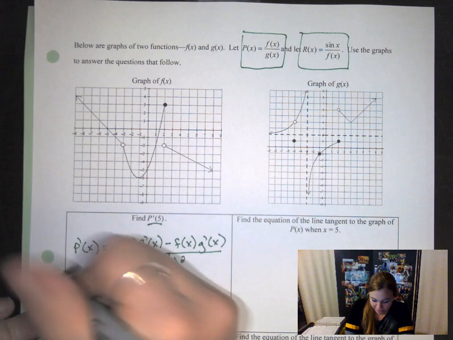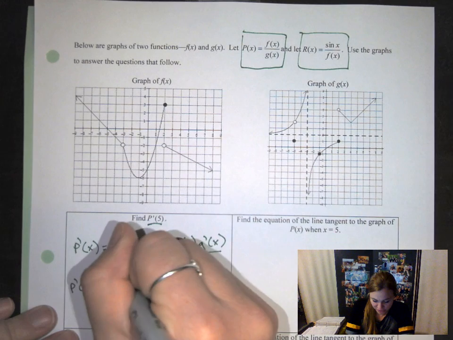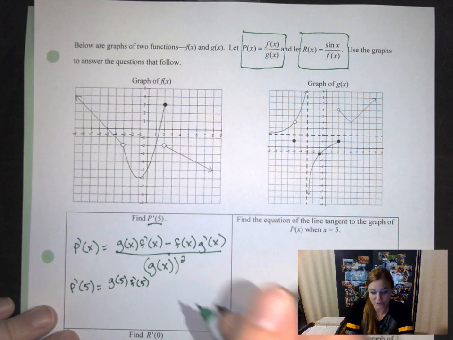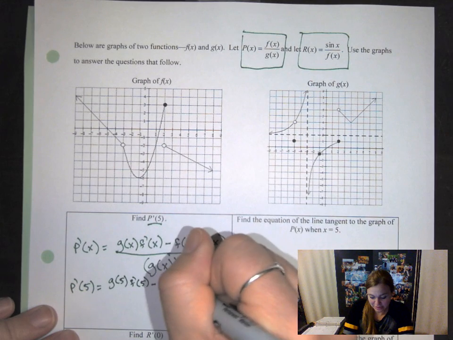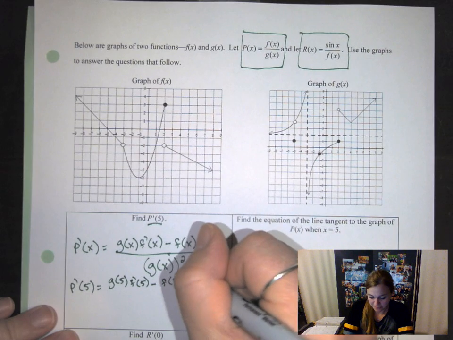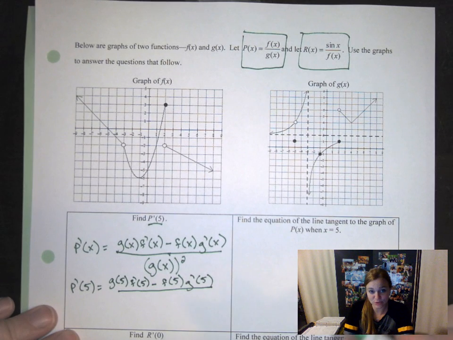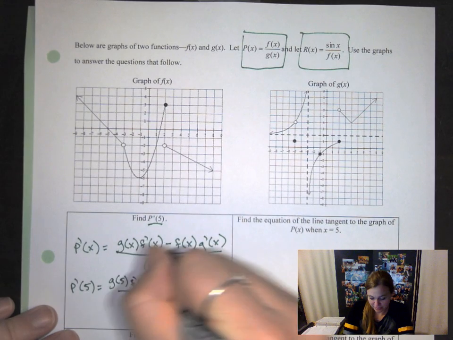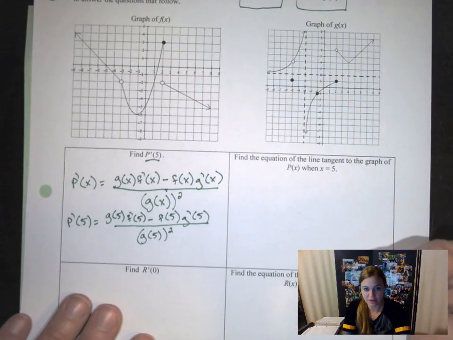P prime of 5 is going to be g of 5, the function value at 5. F prime of 5 is the slope of the tangent at 5, so the slope at 5 on f of x. F of 5 is just the point, like what is the function value of f at 5? G prime of 5 is the slope of the tangent at x equals 5 on g. And then I've got g of 5 squared. Make sure that you're not trying to take g of 25 or anything. G of 5 and then square it.